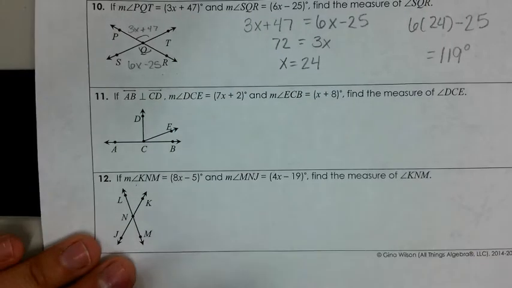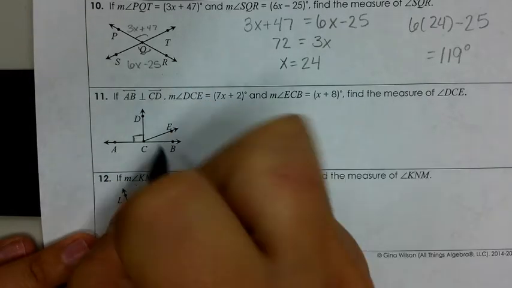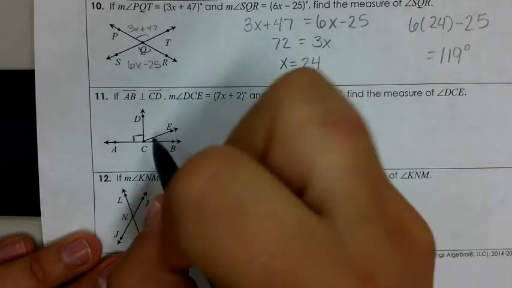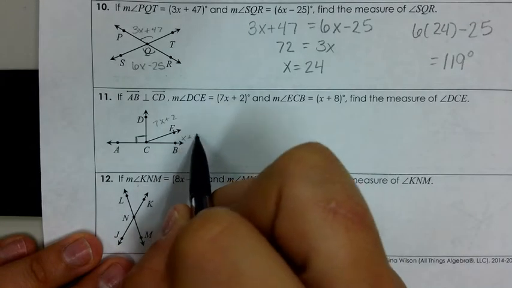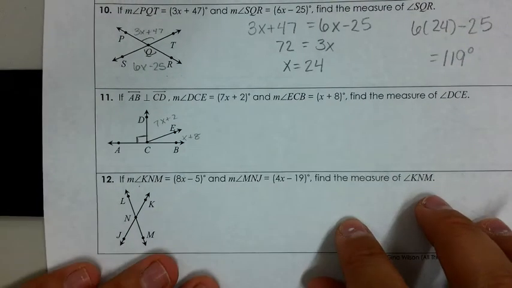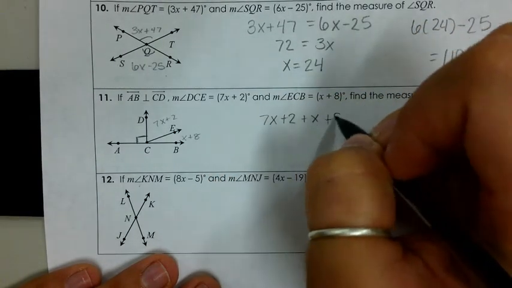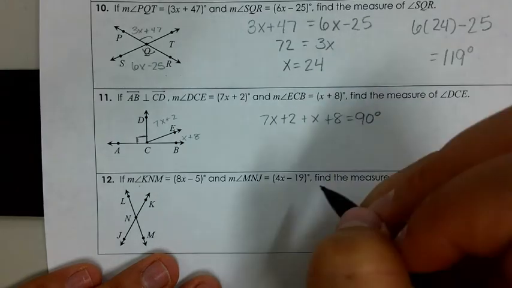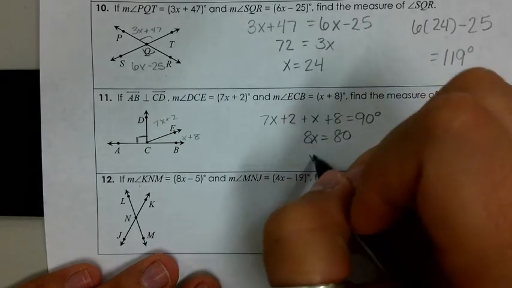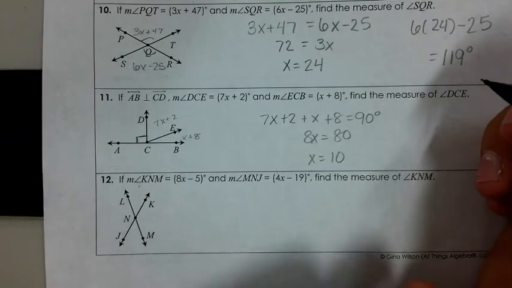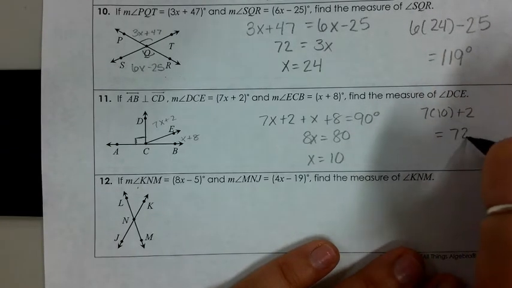Fix my paper. Number 11, we're told that AB and CD are perpendicular, so that means this is a right angle, and also on the other side it's a right angle. You're told DCE is 7x plus 2 and ECB is x plus 8. So these two angles are complementary because they add up to 90. So 7x plus 2 plus x plus 8 is equal to 90 degrees. Solve for x. So we get 8x is equal to 80, x is equal to 10. And then if we need to find DCE, we just plug it back into the equation, which is 72 degrees.